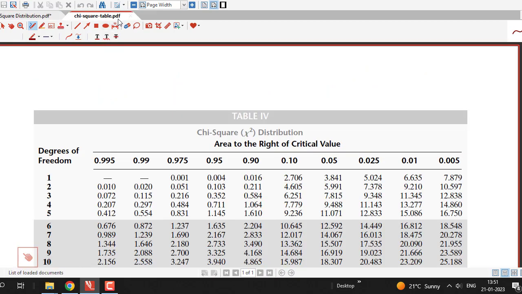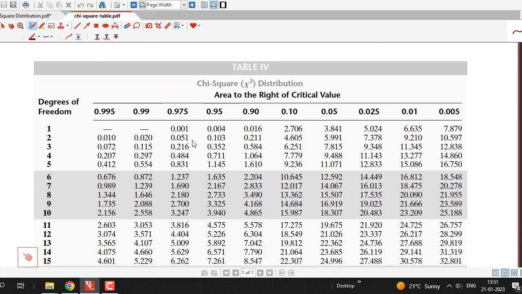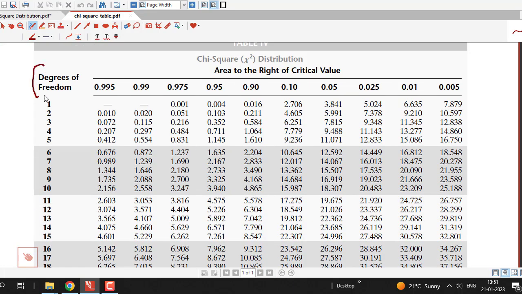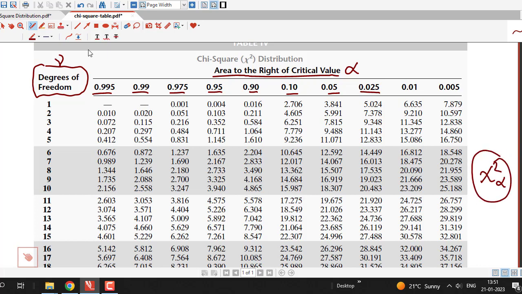Here I have this chi-square distribution table, and you can see the left column corresponds to degrees of freedom which we denote by nu, and the column headings are the area to the right of the critical value, which we denote by alpha. So we have different values of alpha here, and the entries in the table are nothing but chi-square critical values denoted by chi-square alpha corresponding to the given degrees of freedom and given value of alpha.